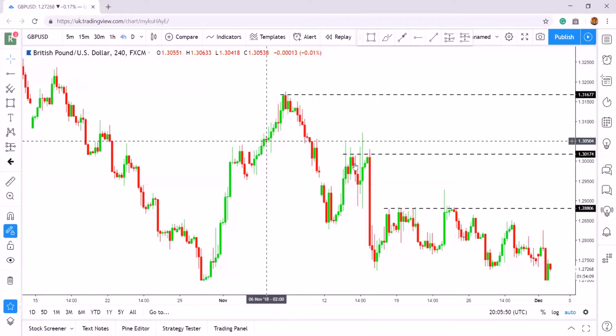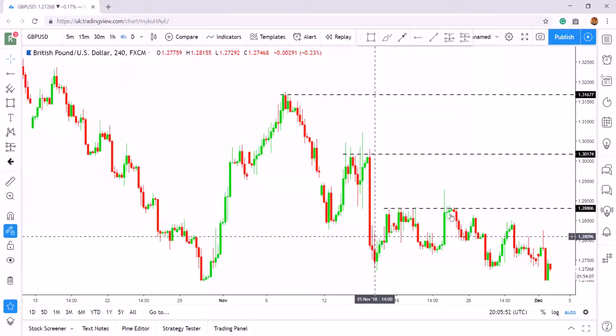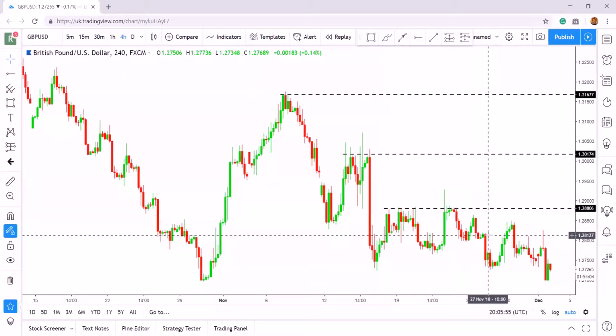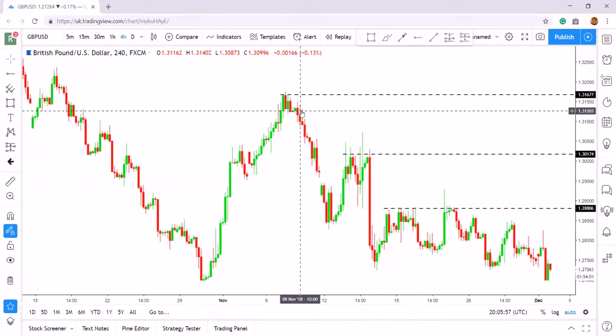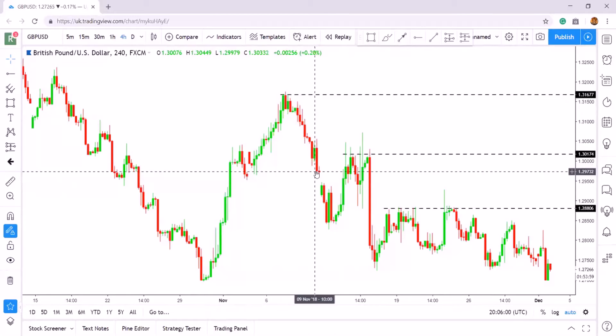Okay. Now, what I want to illustrate to you guys is that this price action that you're seeing now is very simple to identify. Do you agree with me? Yes or no? Okay. Now, how do I identify that this is a strong level of resistance?